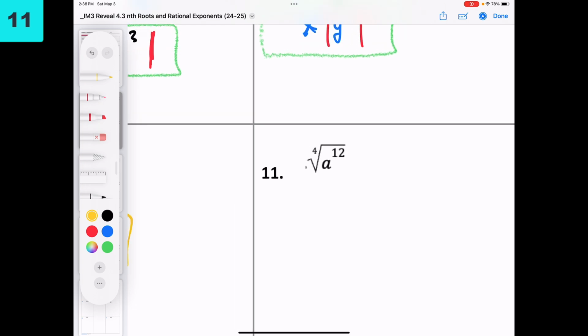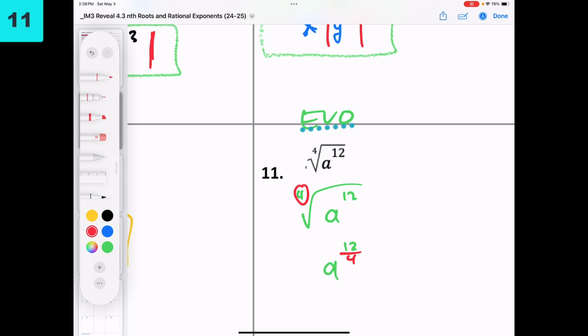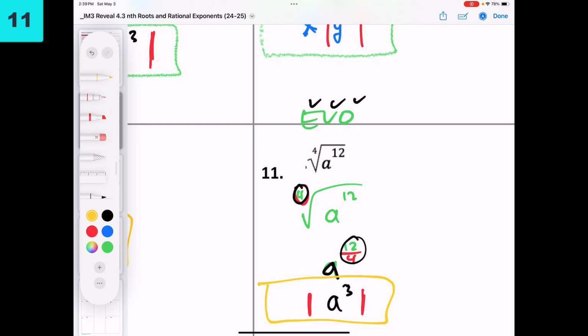Number 11. Let's write it out. Evo. So you can write that 8 to the 12th divided by the index or the root. Let's go through Evo. This is even. This is a variable. This eventually becomes odd. That just means you're going to put your answer inside absolute values. Let's box our answer. And that'll be our answer.